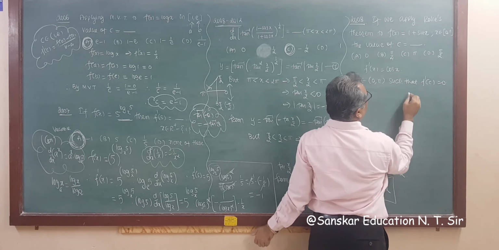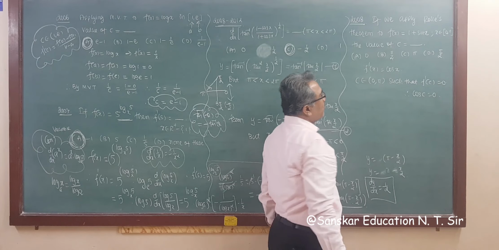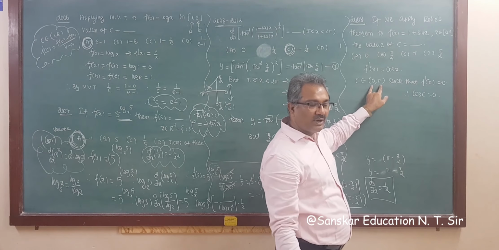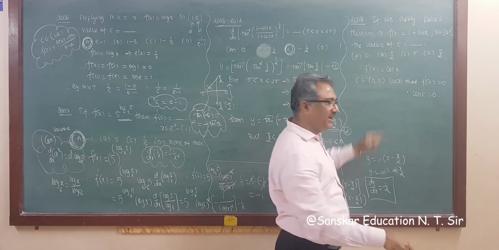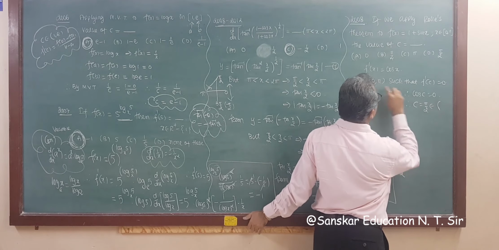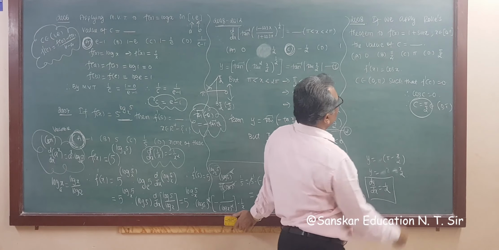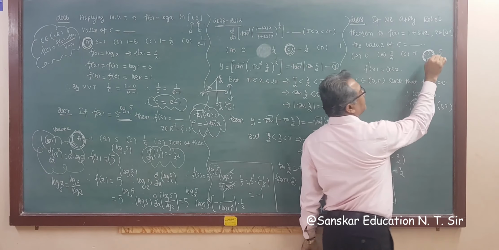F dash c, that is cos c. So cos c is equal to 0, and cos is 0 in 0 to pi at only one point, that is pi by 2. So therefore c is equal to pi by 2, which belongs to 0 to pi. So pi by 2 is your correct answer. So option D is the correct answer, right?